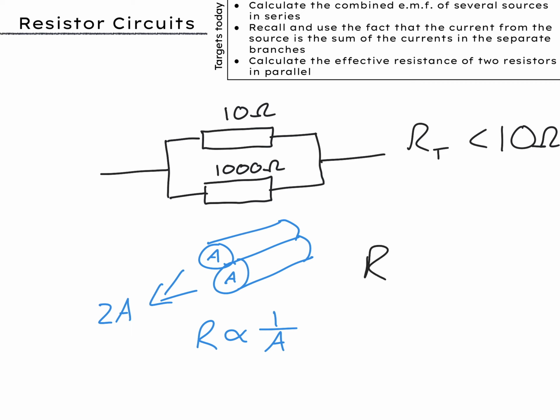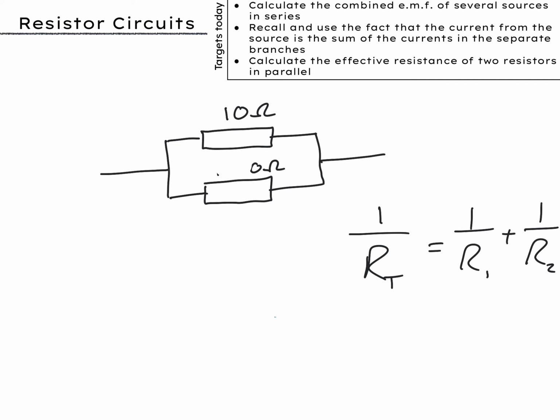Here's the formula. 1 over RT is equal to 1 over R1 plus 1 over R2 plus 1 over R3, etc. It's actually fairly simple to use, as I'll show. Let's start with two 10 ohm resistors. 1 over RT equals 1 over 10 plus 1 over 10, which equals 2 over 10. So RT over 1 equals 10 over 2.